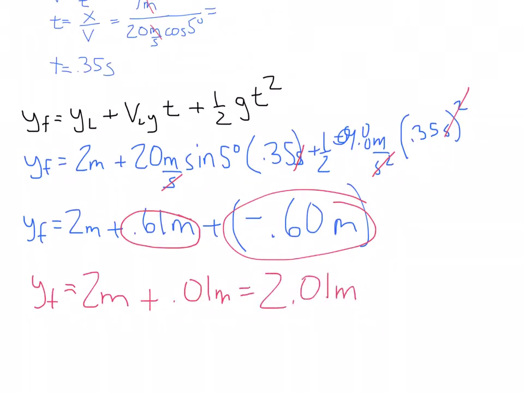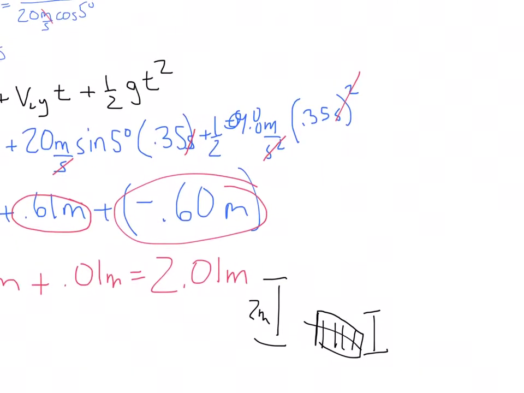2.01 meters. Now remember, the net was 1 meter. So when the net is 1 meter, that means it's going to go over by 1 meter. So the ball is going to go 2 meters, and then here's the net. And this right here is 1 meter. So the ball is going to go plenty of distance over the net.